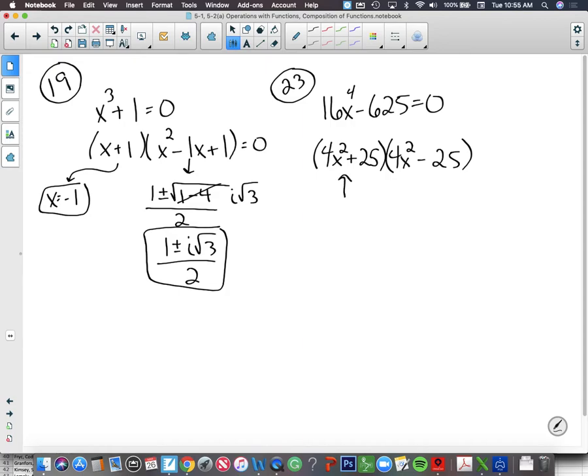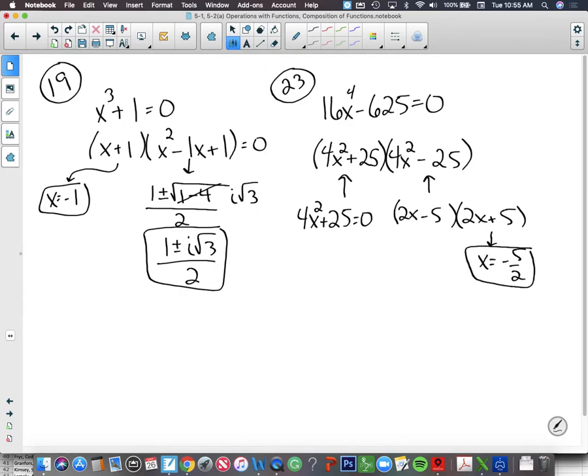So we're going to have to set each equal to 0. Actually, we could set both of them equal to 0, but I'm just going to break this second one down a little bit more. This is difference of squares again, so it's a little bit easier than doing the equation. So 2x minus 5, 2x plus 5. From here we can start getting solutions. This one is going to be x equals negative 5 halves. This one here is going to be x equals 5 halves.